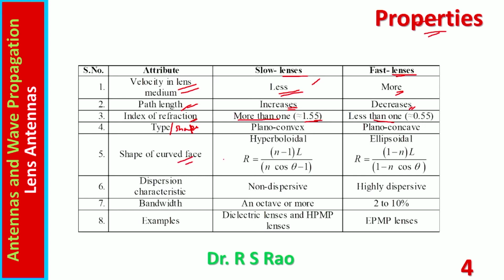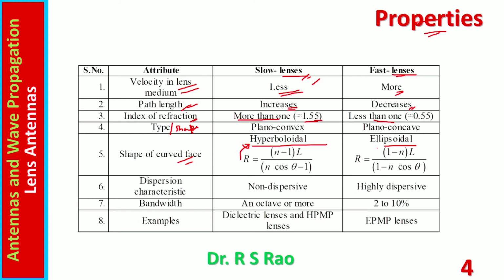Shape of the curved face is hyperboloidal in case of slow lenses. It is ellipsoidal in case of fast lenses. The mathematical relation that describes face shape is R equal to (n minus 1) L by (n cos theta minus 1) in case of slow lenses. This expression describes a hyperboloidal surface. The symbols in this expression carry their usual meaning.